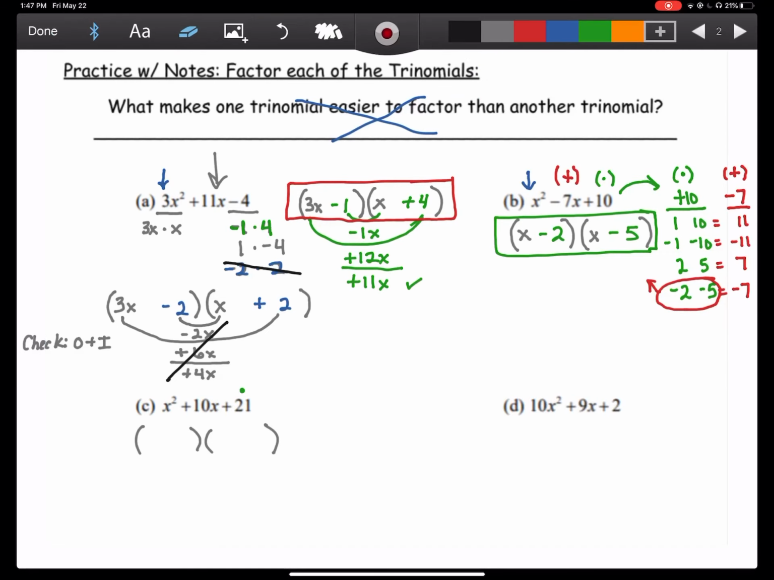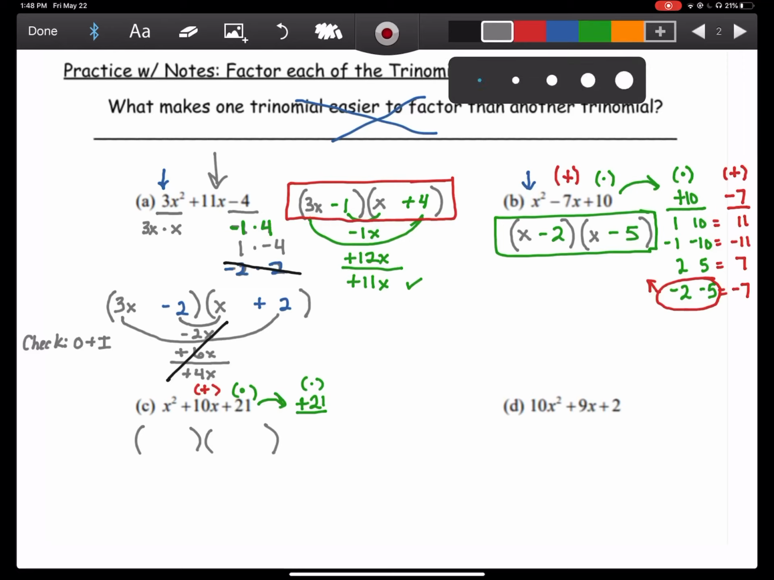Okay, I need two numbers that multiply to get positive 21, and I need those same two numbers to add up to positive 10. Again, I'm going to write that positive 21 off to the side. I'm going to remind myself that I need those numbers to multiply to get positive 21. I'm going to take care of my x squared. So x times x makes x squared. And I'm in the home stretch now.